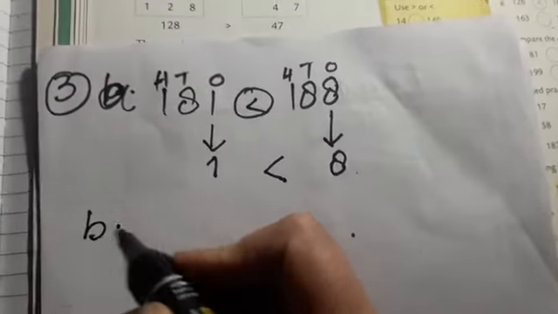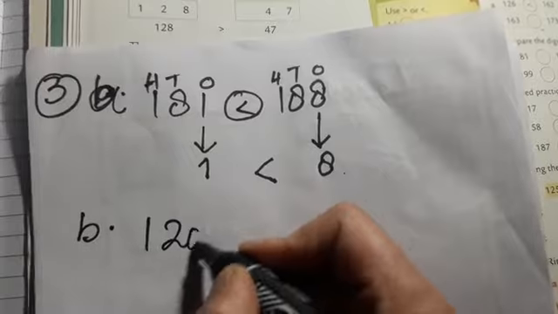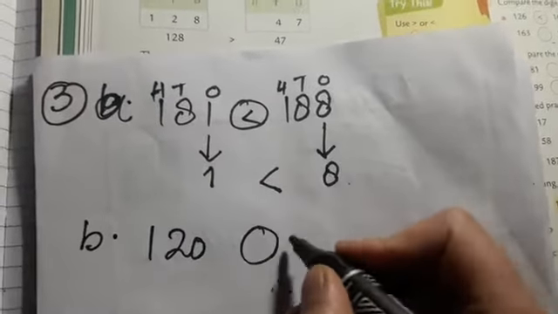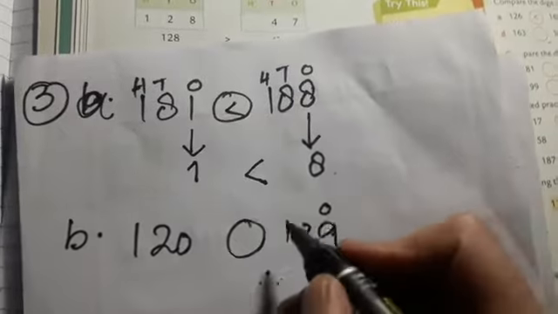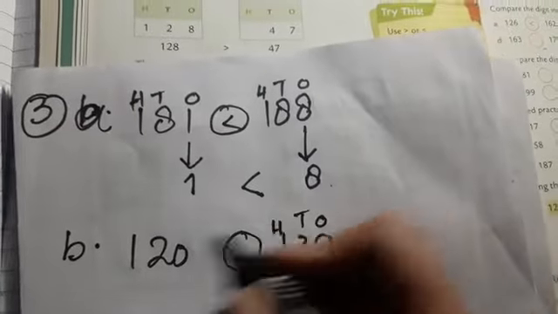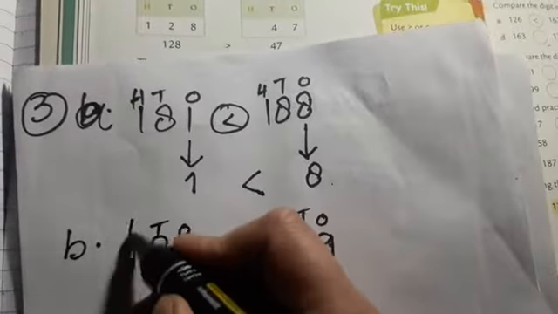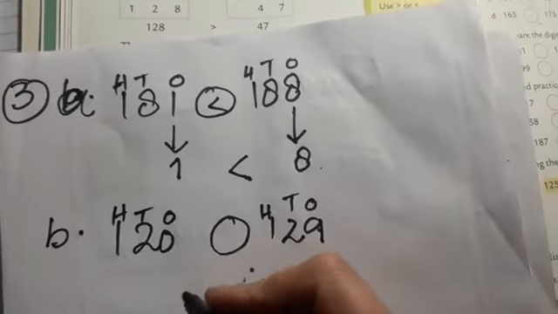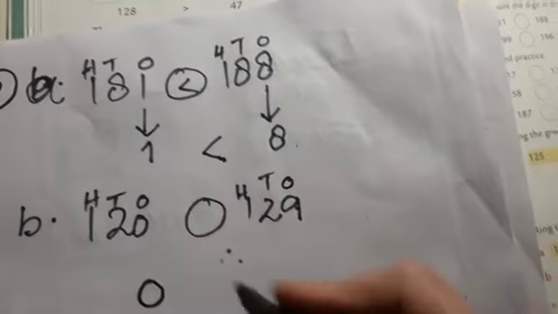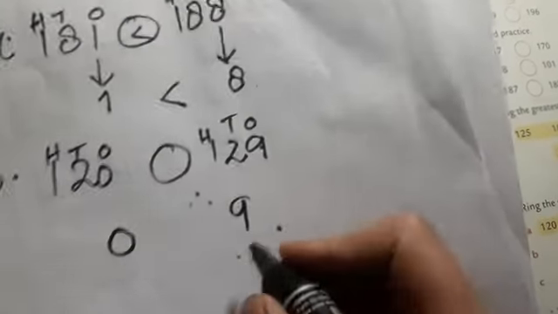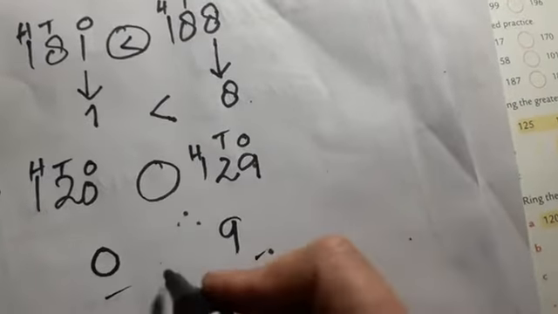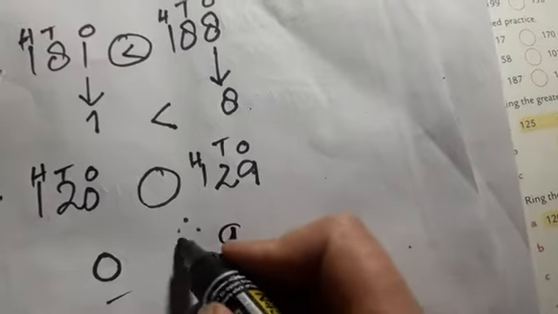Then is part B. It's 120 and next is 129. Okay, ones, tens, hundreds, ones, tens, hundreds. In ones place here is 0, and here in ones place here is 9. So we have to compare these two numbers. Obviously 0 is lesser than 9, so we'll put here a smaller than sign.